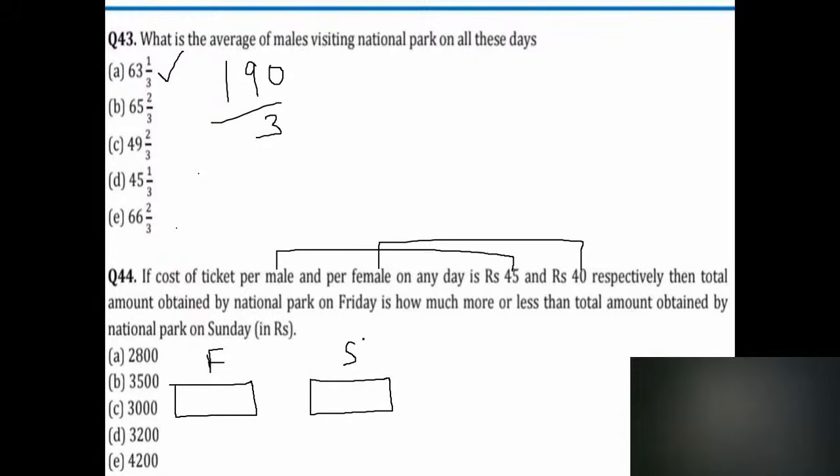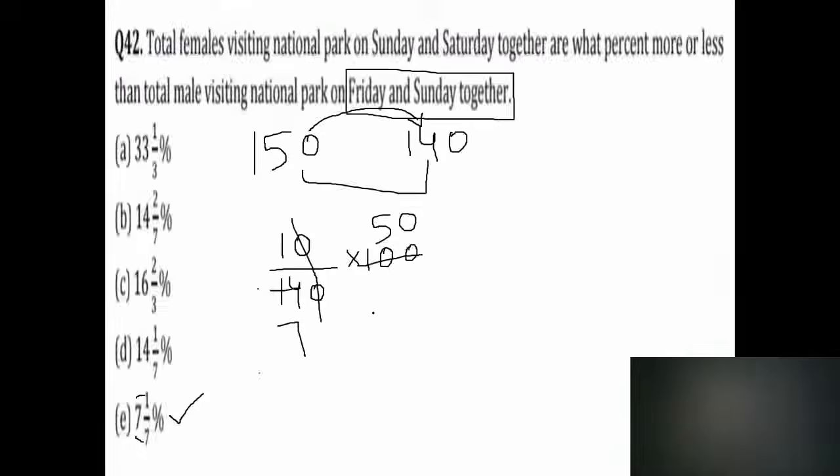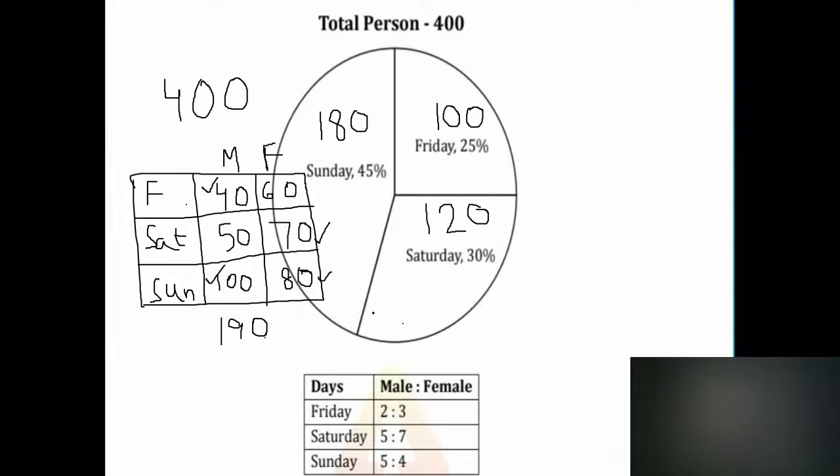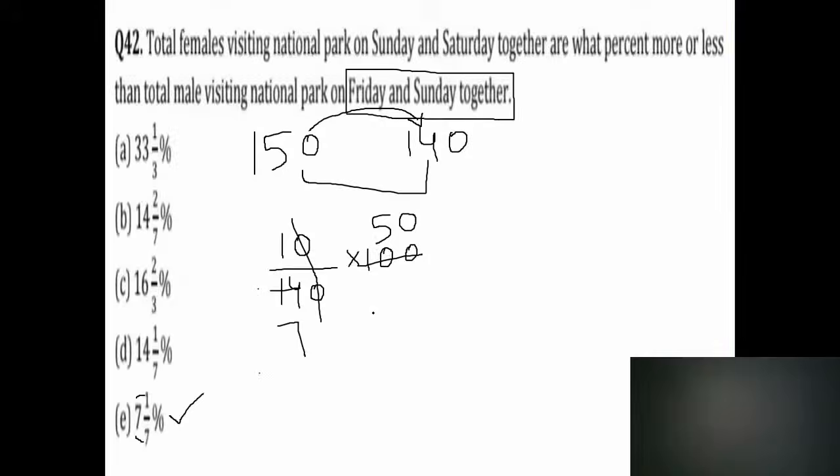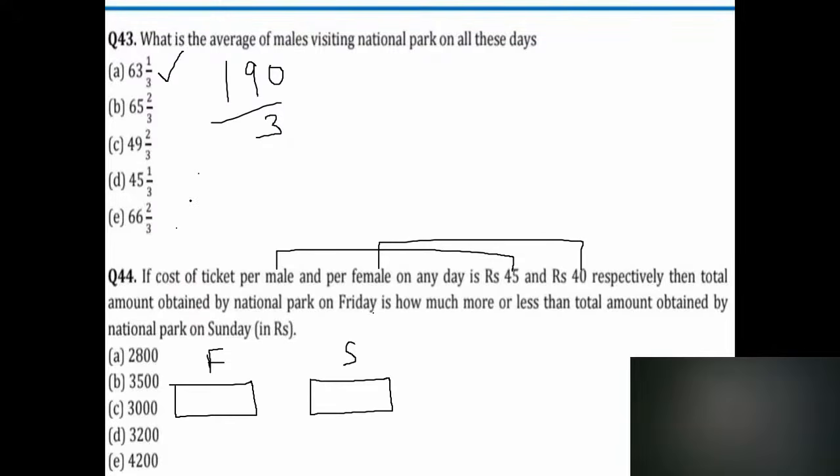Once again, I'll show you the data for Friday and Sunday, so you can note it down. On Friday, it is 40, 60. 40 males are there and 60 females are there on Friday. On Sunday, 100 males are there and 80 females are there.